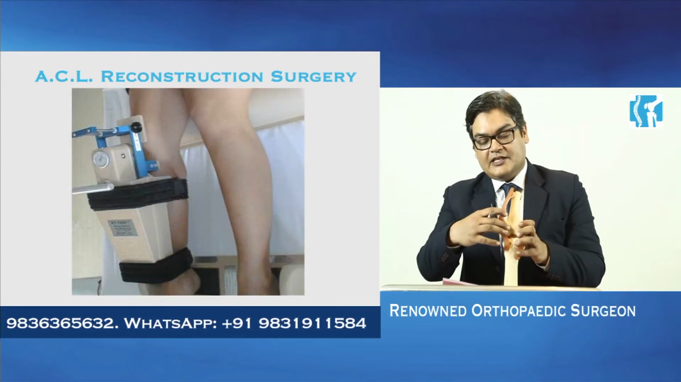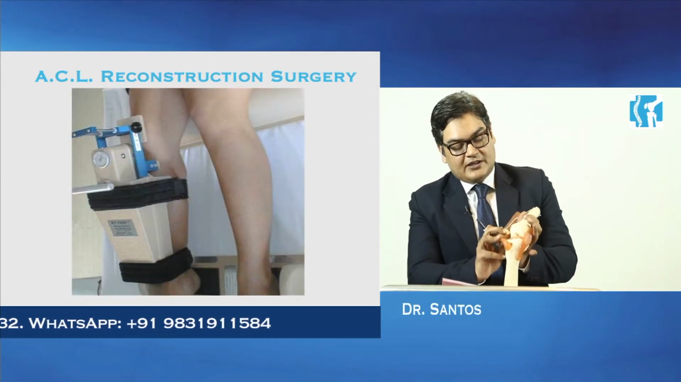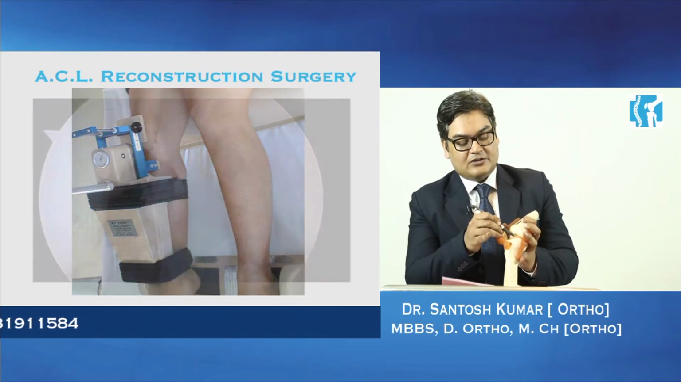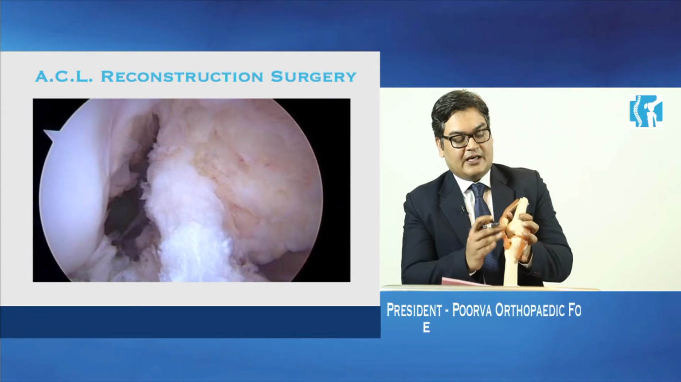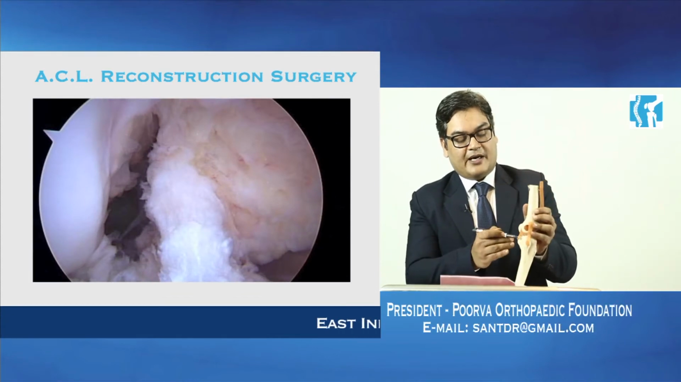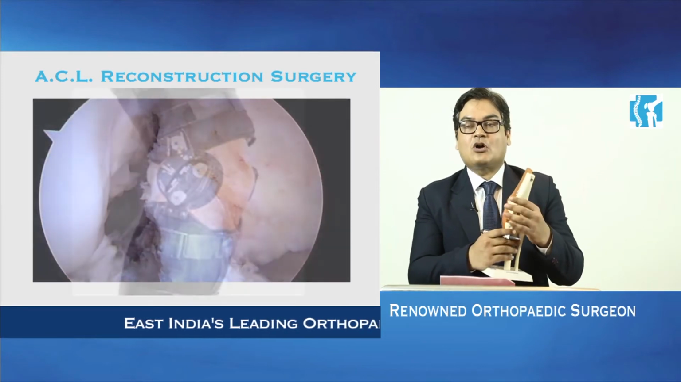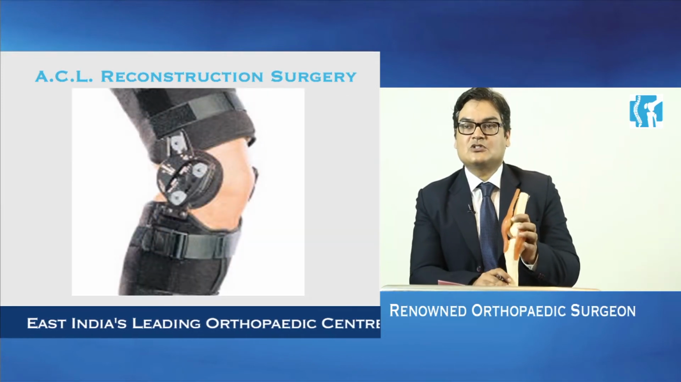If you remove the kneecap or patella and bend the knee, you will see there is a ligament which goes from front to behind. This is known as the anterior cruciate ligament, and there is a ligament which goes from behind to front. This is known as the posterior cruciate ligament. These ligaments cross each other, that's why they are known as cruciate ligaments.